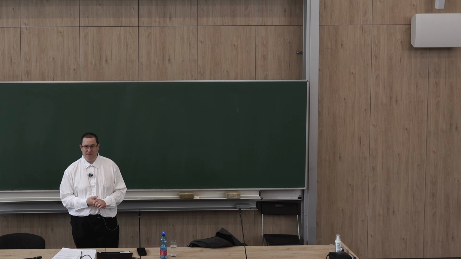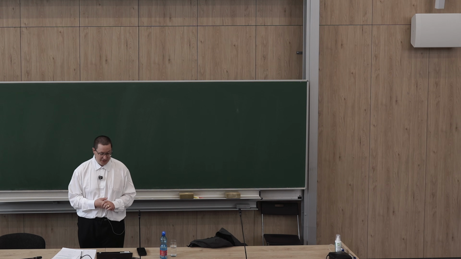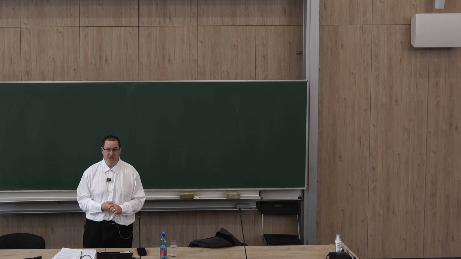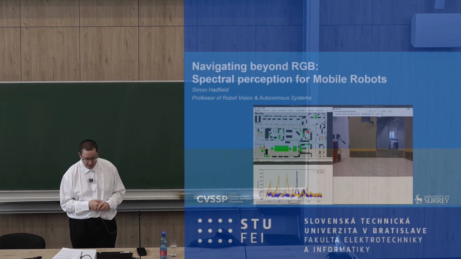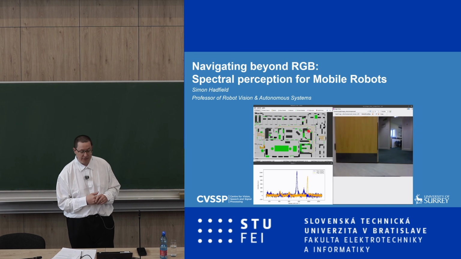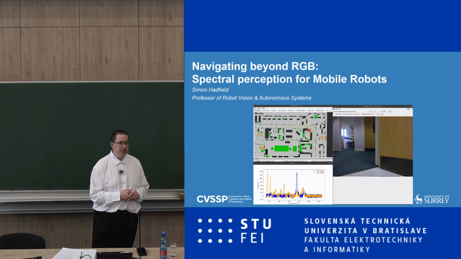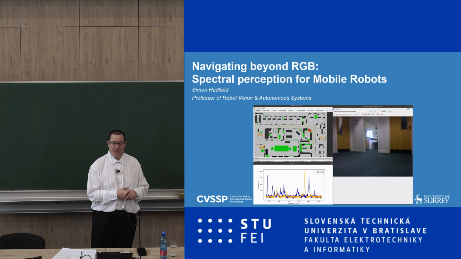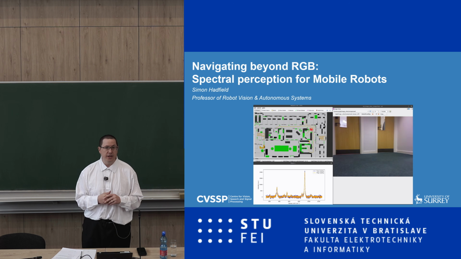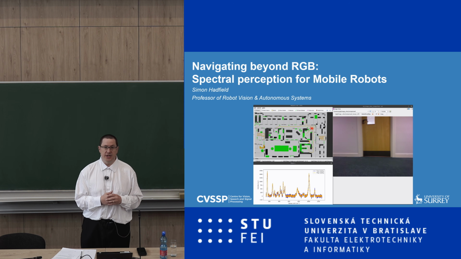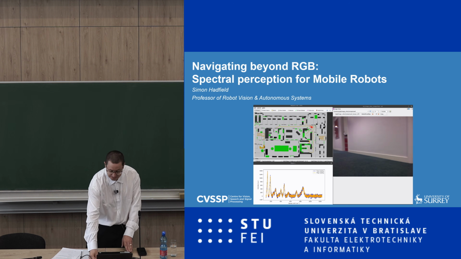As they said, I'm Simon Hadfield. I'm Professor of Robot Vision and Autonomous Systems at the University of Surrey in the UK. And I'm going to talk to you now about navigating beyond RGB, which is a collection of works that we've done trying to bring spectral sensing to mobile robotics.